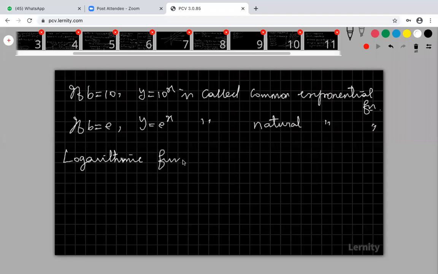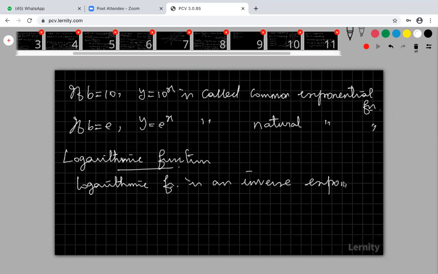Functions. What is a logarithmic function? A logarithmic function is an inverse of the exponential function. This is an inverse of the exponential function.